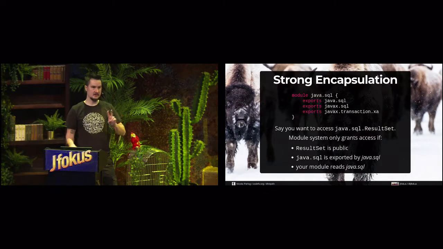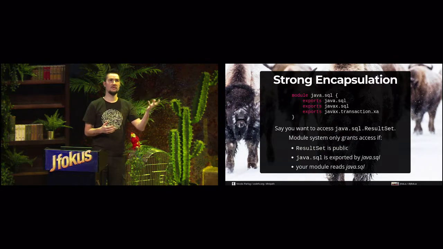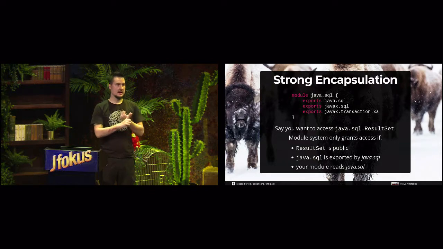The second goal is strong encapsulation, and it builds on these exports directives. So if you want to use the class ResultSet, then before Java 9, so without the module system, it meant that ResultSet had to be public, because it's in a different package. But now there are two more requirements that have to be fulfilled. The first one is it has to be in a package that is actually exported.